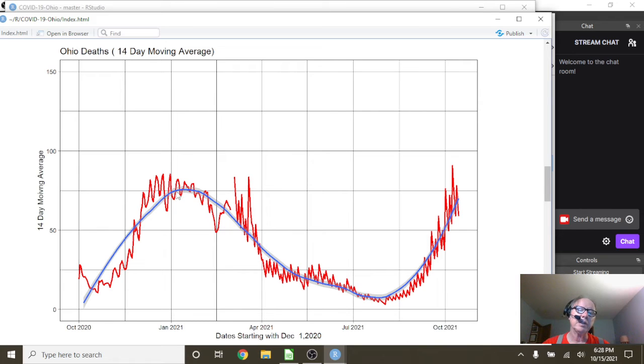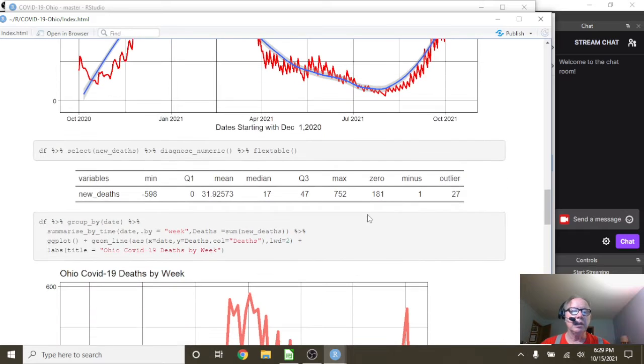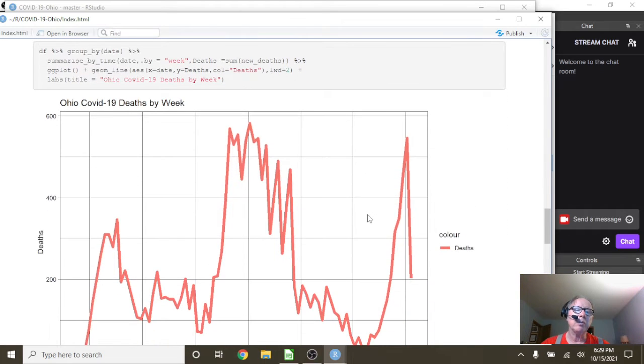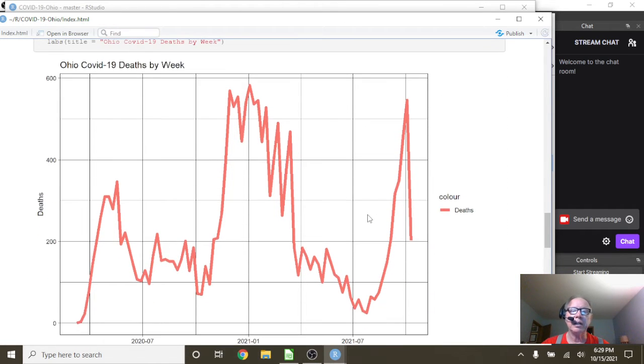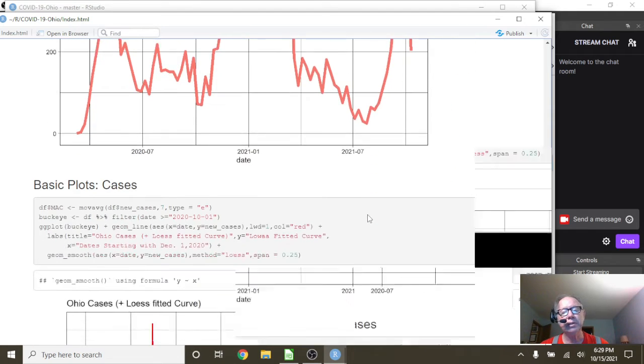So you can see we did have this long declining pattern in deaths down to about mid-July. Then in mid-July, we got a very steep increase in deaths. So our question is, how many of these people here were vaccinated? So a few summary statistics. Weekly deaths, not necessarily very helpful in this instance.